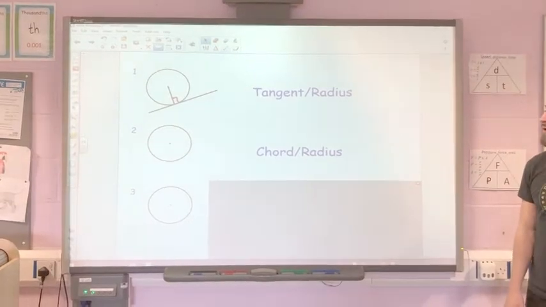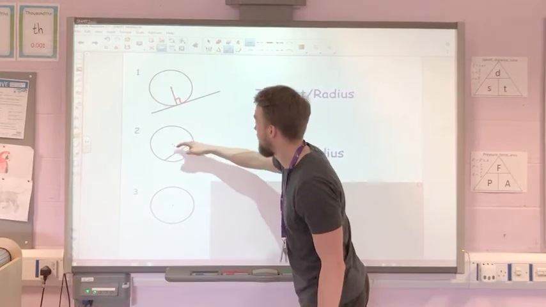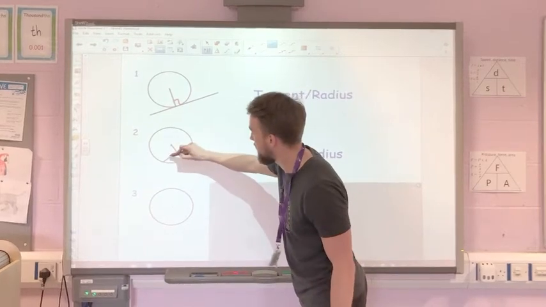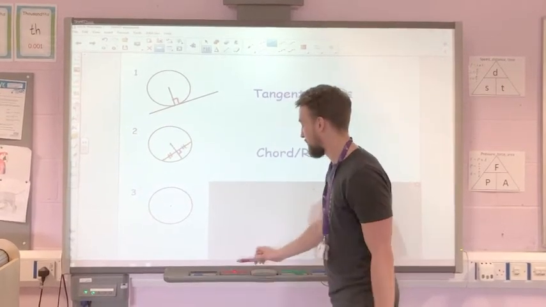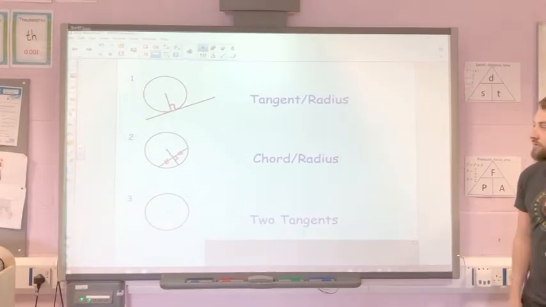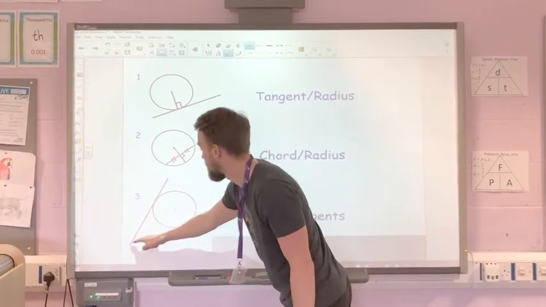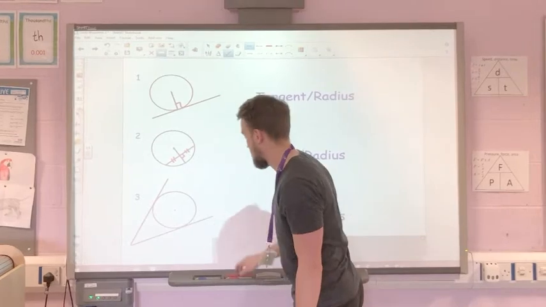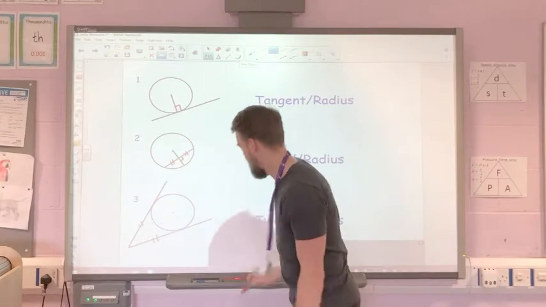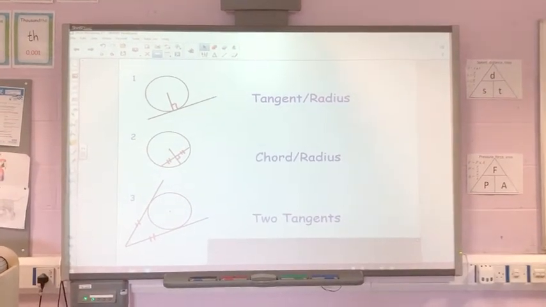Number 2, chord and radius. Chord, radius, right angle there, 2 equal lengths. Number 3, 2 tangents. There to there, and there to there, equal. Okay, that's from last lesson.